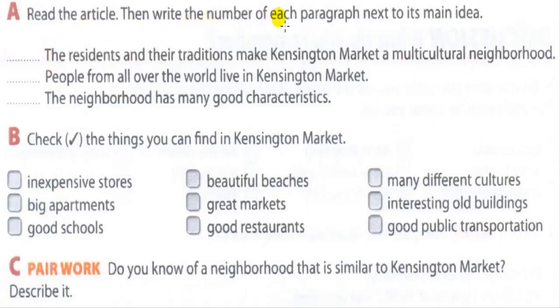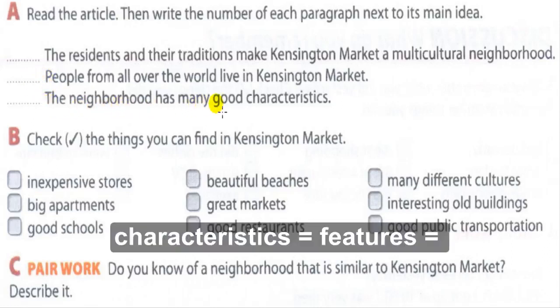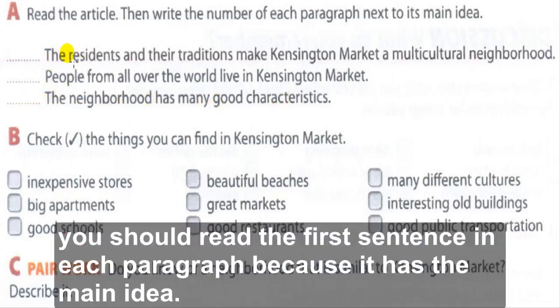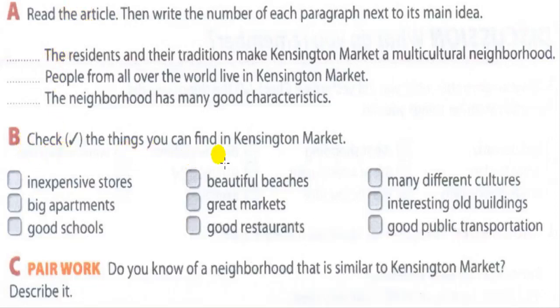Read the article, then write the number of each paragraph next to its main idea. The residents and their traditions make Kensington Market a multicultural neighborhood. So this is paragraph number two. People from all over the world live in Kensington Market. This is paragraph number one. The neighborhood has many good characteristics. Paragraph number three. To answer this question, you should read the first sentence in each paragraph because it has the main idea. B. Check through the things you can find in Kensington Market.